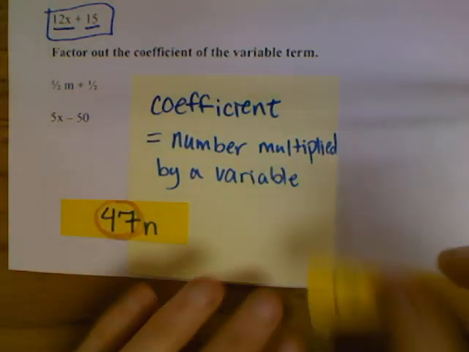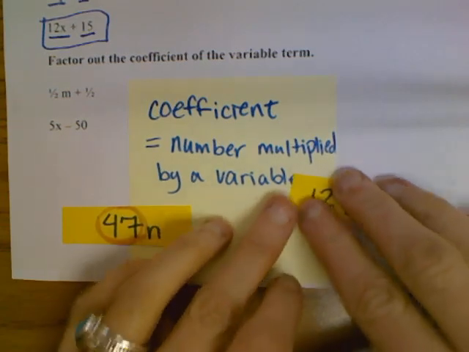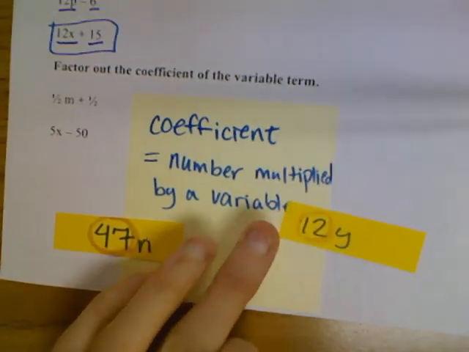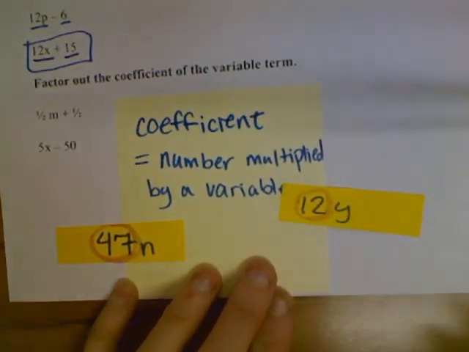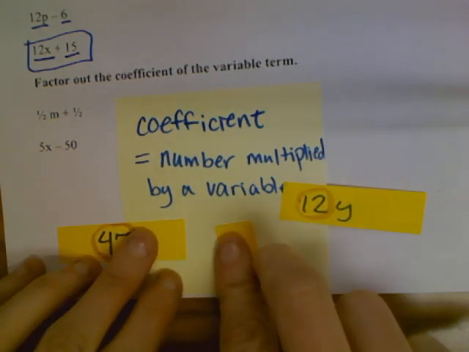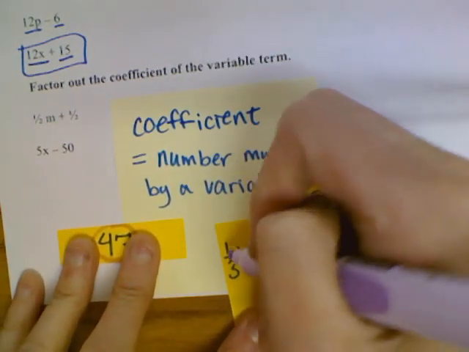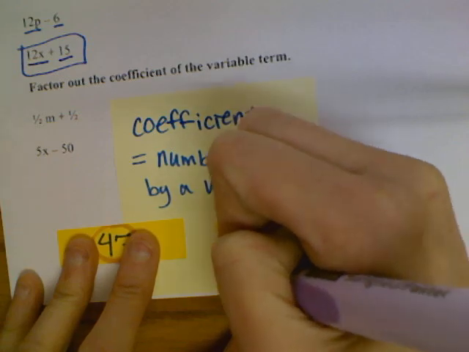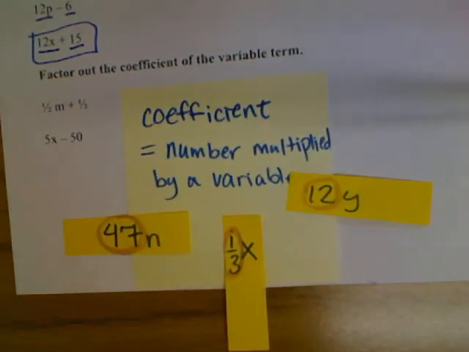We could also look at something like 12y. In this case, our 12 is going to be the coefficient because it's the number that's multiplied by the variable. And then finally, sometimes our coefficients might be fractions. If this is the case, then our 1/3 is going to be the coefficient term.